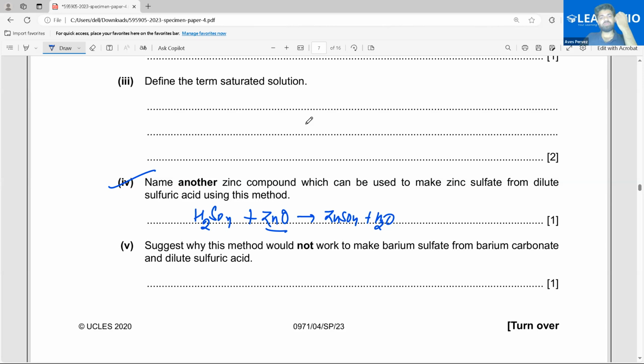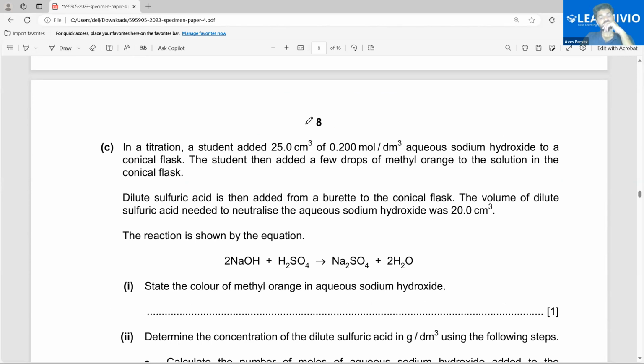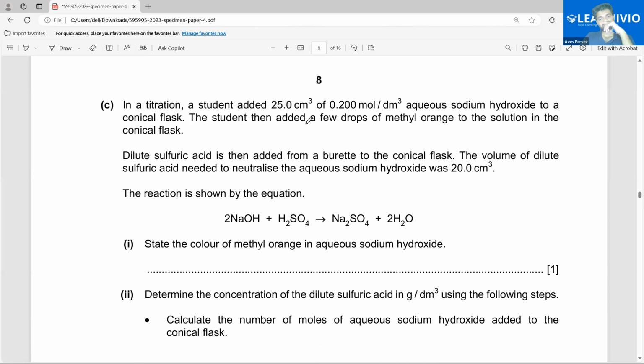Next in this part, why can barium carbonate and barium sulfate not be used? Because the reaction should happen in aqueous solution. Barium carbonate is insoluble in water. Note it down: barium sulfate is insoluble in water, as a result of which it does not allow the reaction to go to completion.